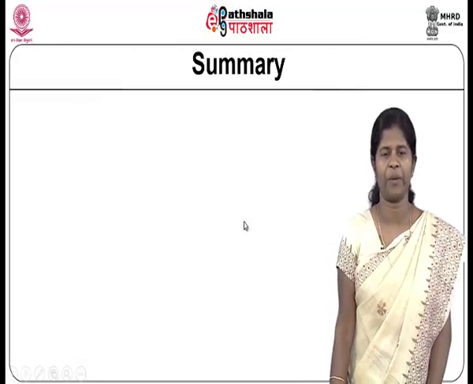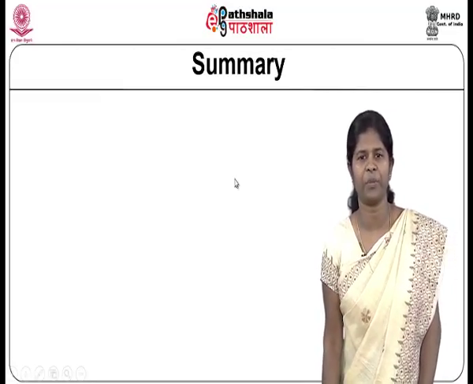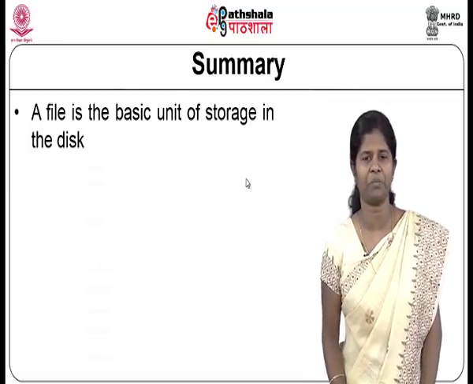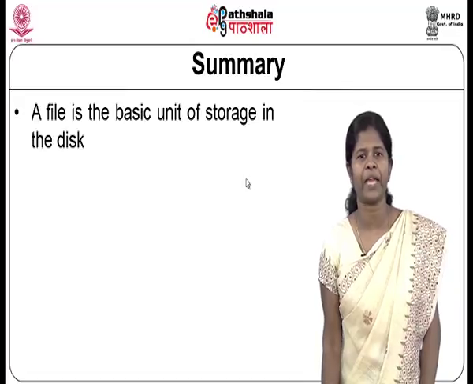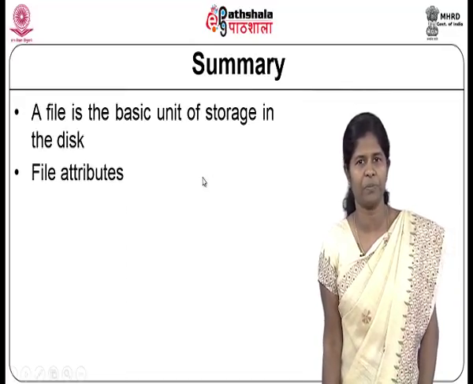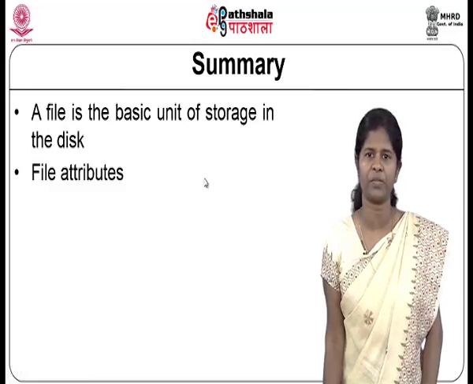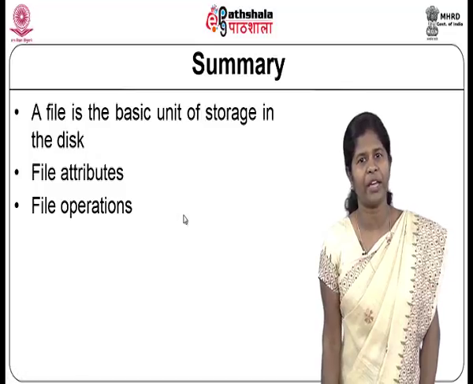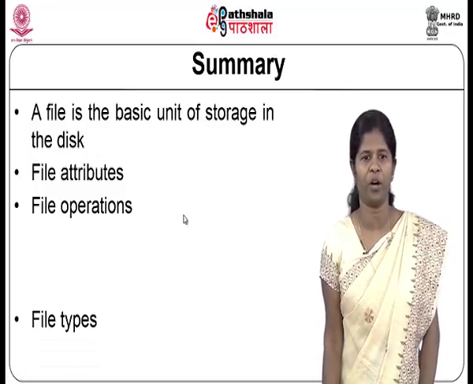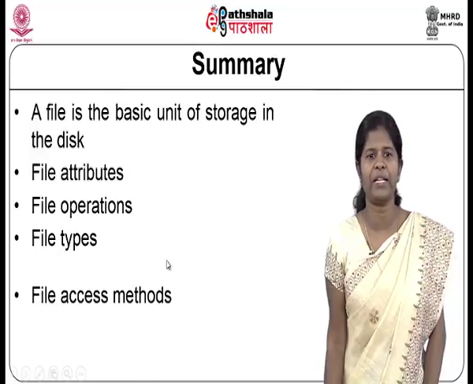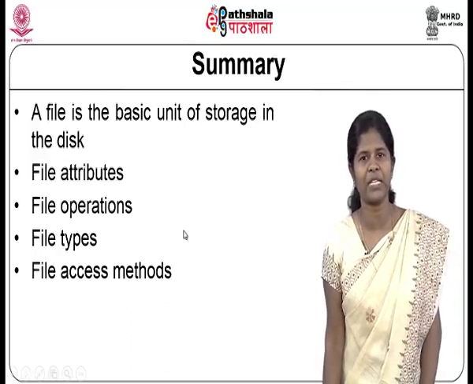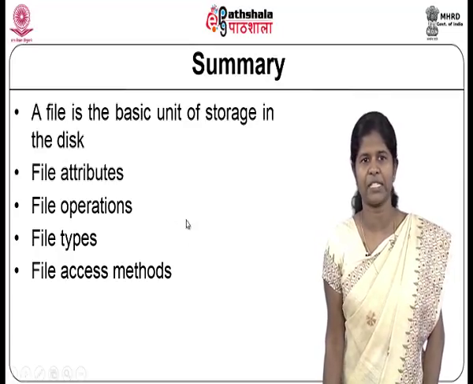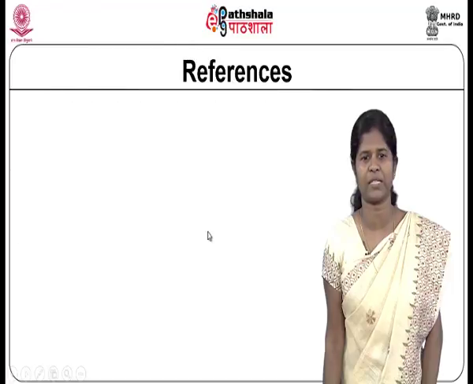So, the summary of what you learnt in this class is: we learnt what is meant by a file. A file is a basic unit of storage in the disk, and the disk is logically divided into disk blocks, and the contents of the file are stored in disk blocks in the disk. A file can have a number of attributes, and a number of operations can be performed on files. There are different types of files, and it is possible to access files using different methods. We saw the sequential access, the direct access, and the indexed sequential access.